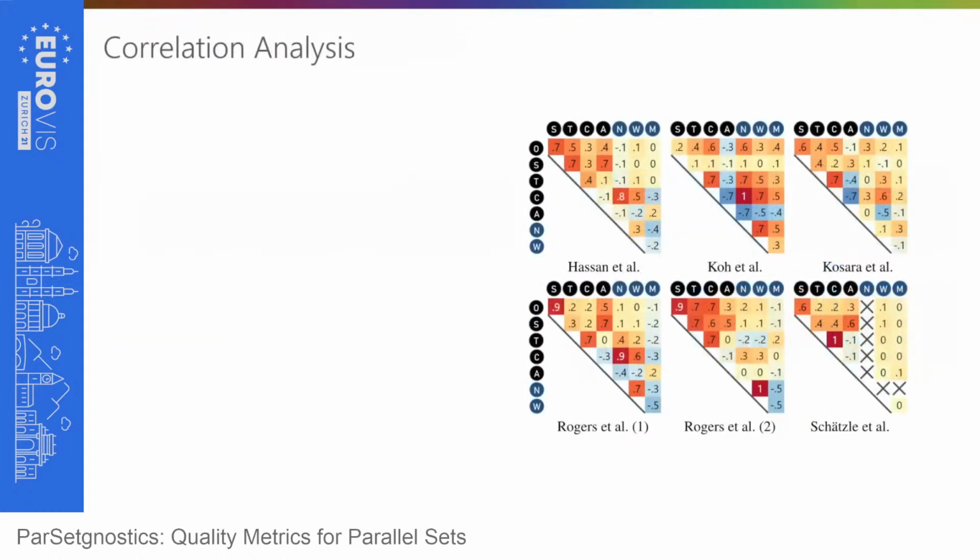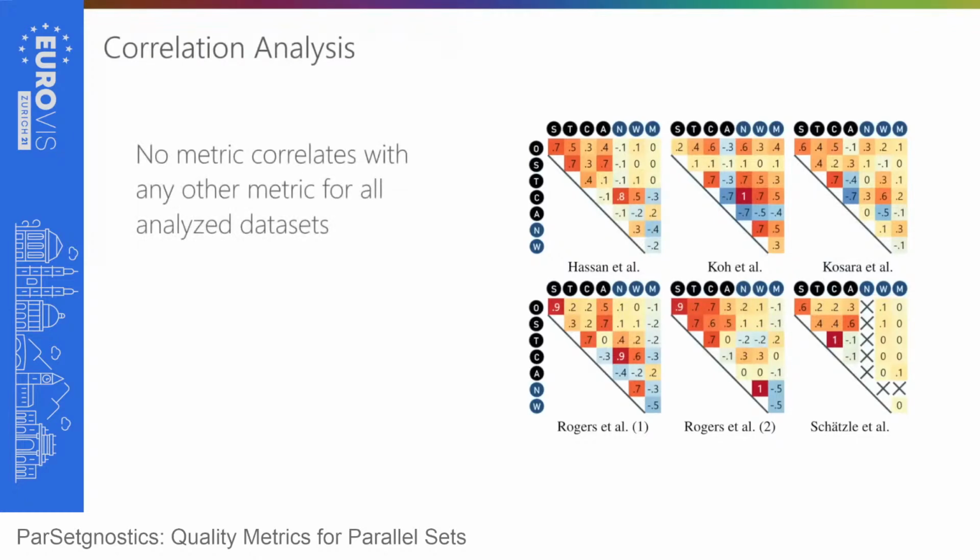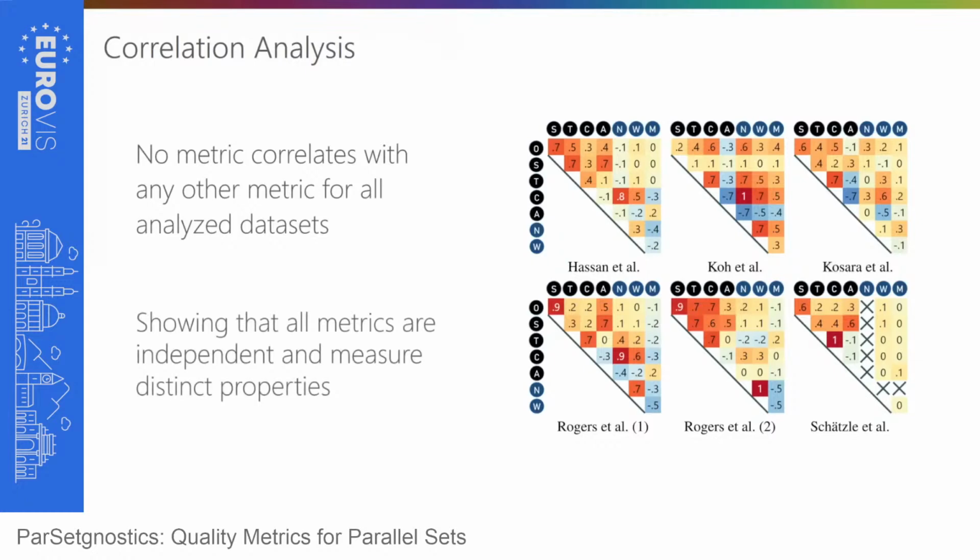I want to cover the results of our correlation analysis briefly. Here we found that no metric correlates with any other metric for all analyzed datasets. This shows that all metrics are independent and measure distinct properties of the parallel sets visualizations for the generated datasets.